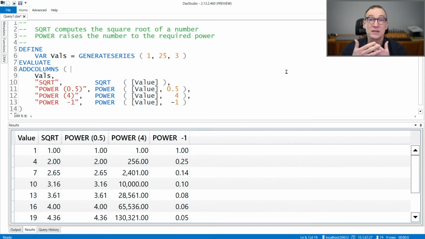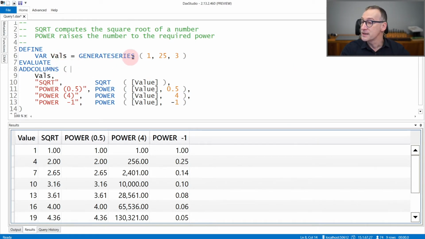If you need to extract the square root of a number, or if you need to raise a number to a given power, you can use the square root or the power function. Square root only requires one argument and it returns the square root of the number. Power requires two values. The first is the number and the second is the power at which to raise the number. Let's see a few examples.